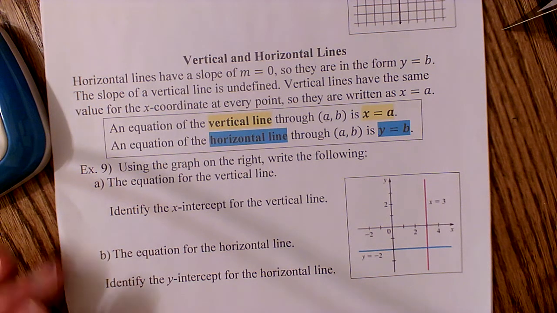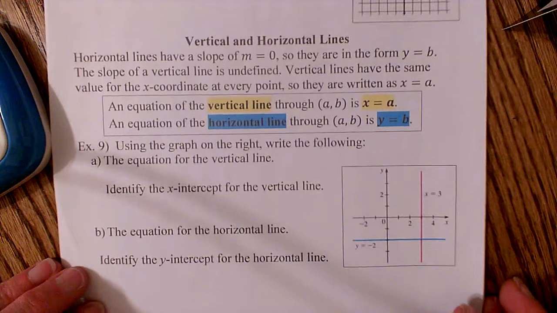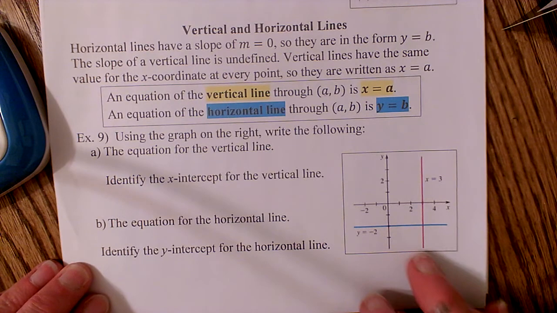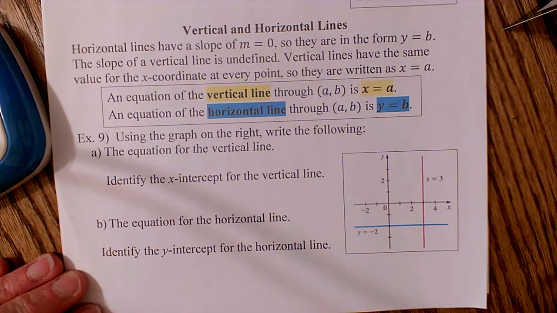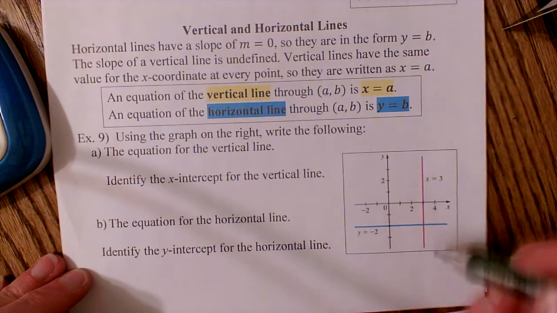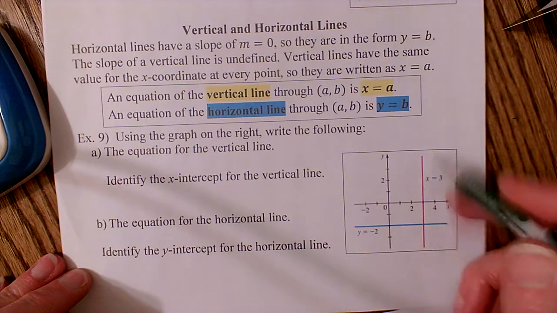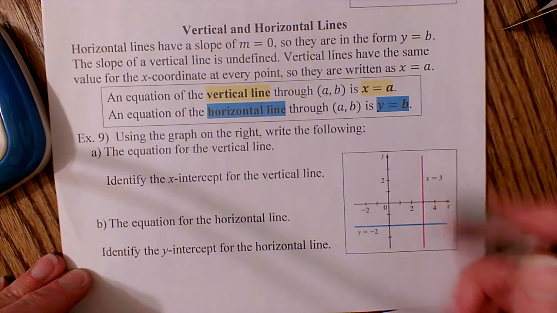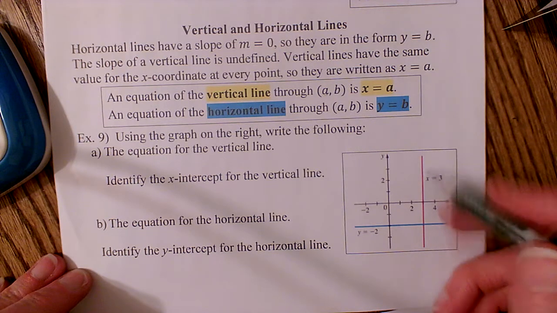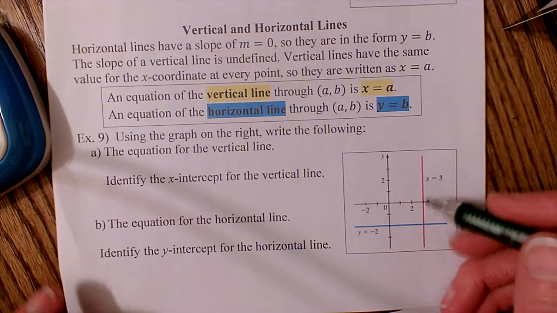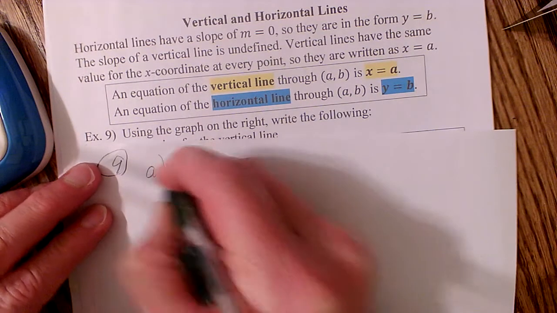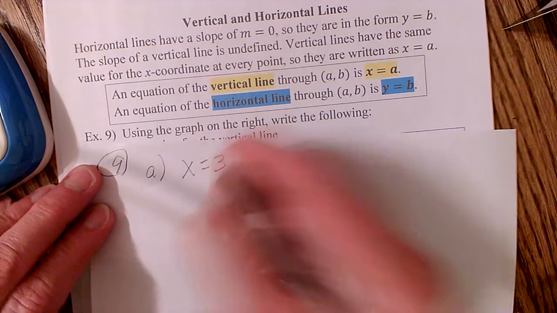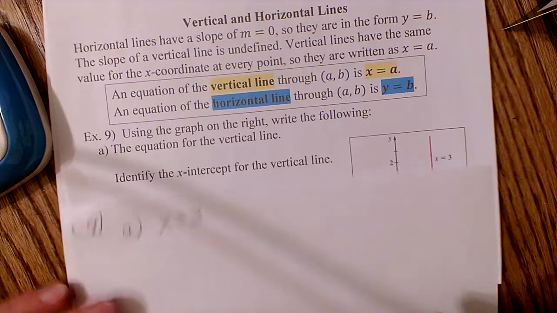So now in problem 9, we're to look at this graph over here, and we're to first of all write the equation for the vertical line. And so as we look at that, the vertical line, vertical meaning up and down, is right here. It's this pink line where x always has the same value, and that is 3. And so for part A, 9a, we would write x equals 3. It was honestly already given to us in that problem.